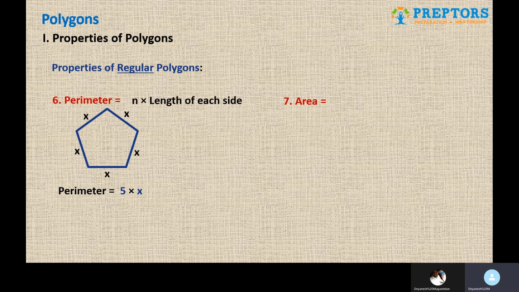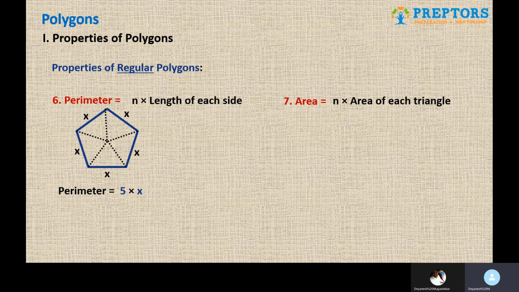Then there is area. For the area of the polygon, there is a very unique process which we are going to use, and which will also enable us to have a standard formula as well. What we do is join the center point with all the vertices, as you can see in the figure. In turn, we have formed 5 triangles here. So you find the area of each of the triangles and multiply by 5, and you will have your answer.